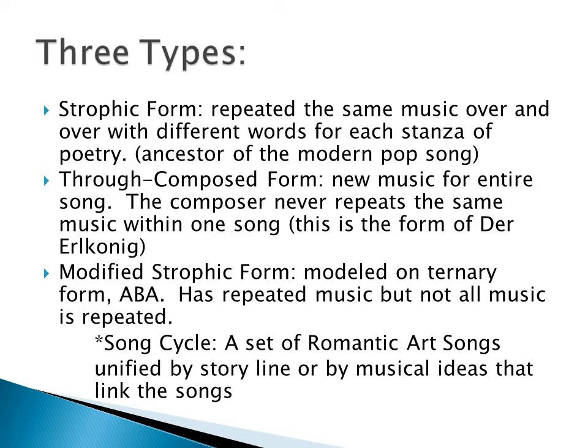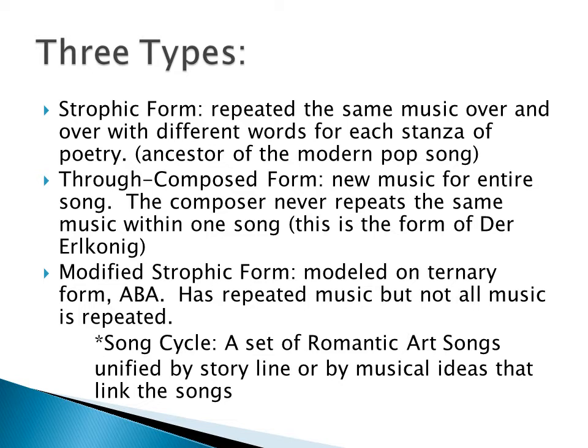The last one you need to know about is a modified strophic form. This was modeled on the old ternary form ABA. So you can see that there's a part that repeats, the A section, but there's also a part that does not repeat, the B section. Because of this, it's considered a modified strophic form.